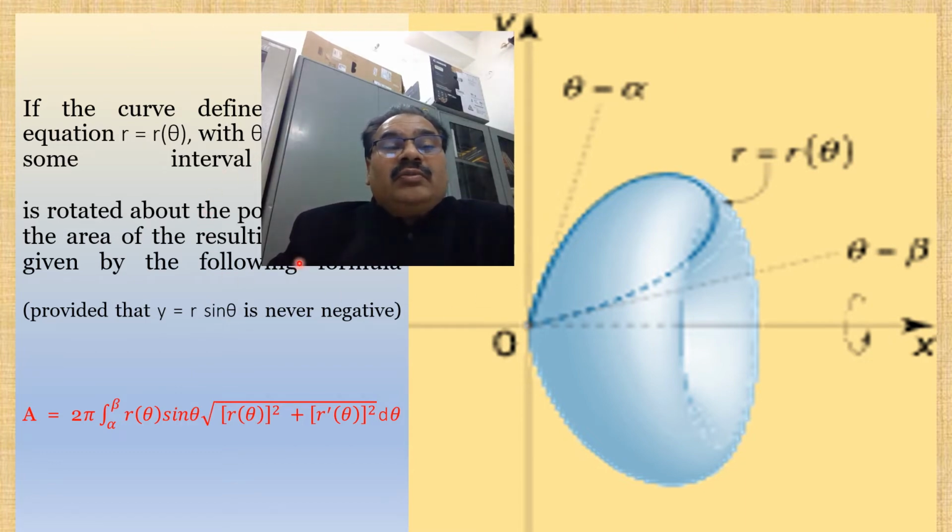Now in the polar form, if the equation is r = r(θ) within the interval θ = α to θ = β and is rotated about the polar axis, then the area of the resulting surface is given by the formula 2π ∫ from α to β of r(θ) sin θ √(r(θ)² + r'(θ)²) dθ. So this is the formula in this case.